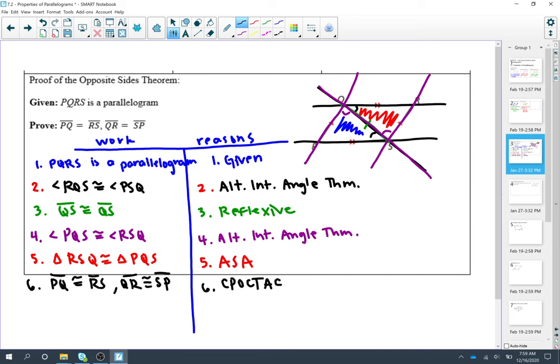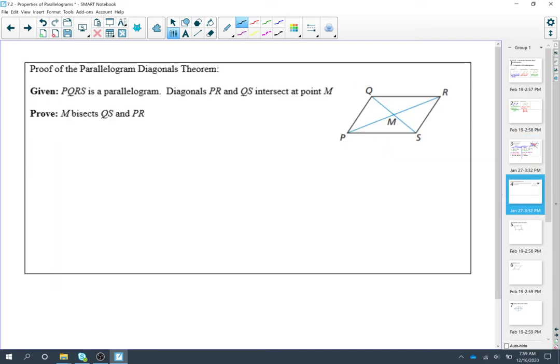Now, moving forward, since you've proved that on a parallelogram, you don't have to prove that again. If you need to say that QR is congruent to PS and we know it's a parallelogram, we're just going to use the opposite sides theorem. The next one I'm going to have you prove is the diagonals theorem. And then again, once we prove this once, I'm not going to make you prove it again. I'm just going to let you use it in a proof if you need it. So let's set this up and then we'll take a look.